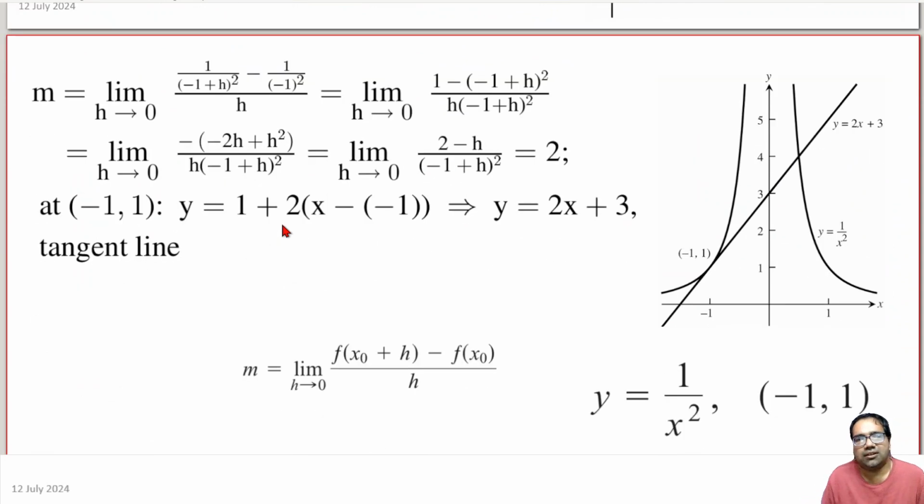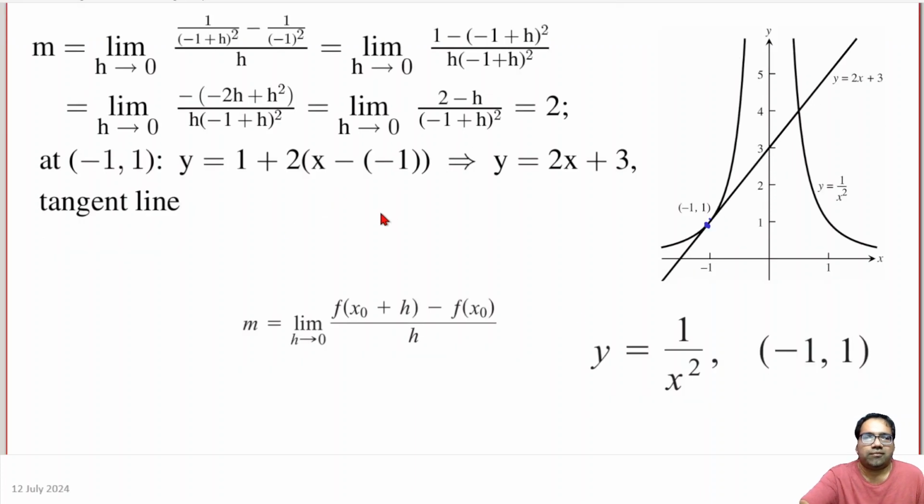Okay. Similarly, let us look at one more example. Another simple example. We want to find the slope of the tangent of this curve y equal to 1 by x square at this point (minus 1, 1). Firstly, this is an even function, right? It is symmetric with respect to the y-axis, right? At minus 1, whatever the value, at plus 1 also you will get the same value, right?